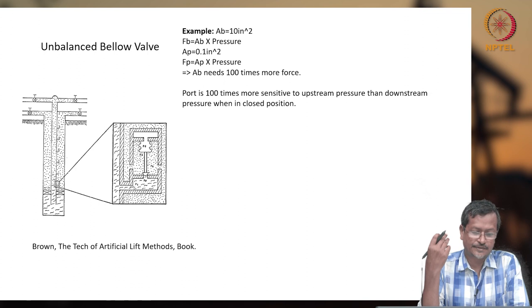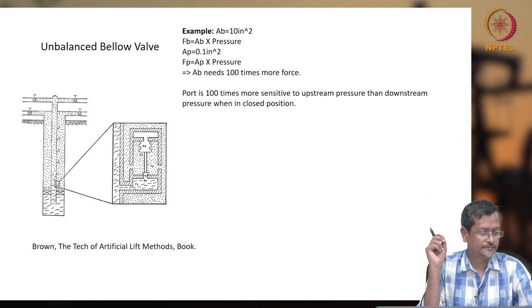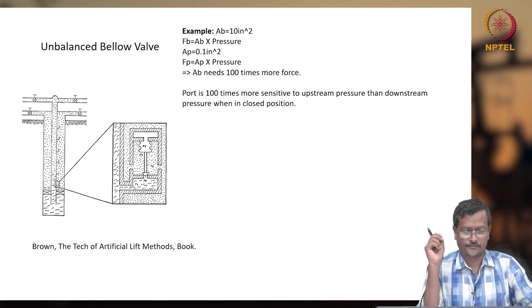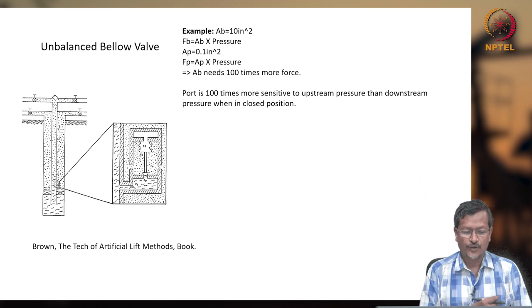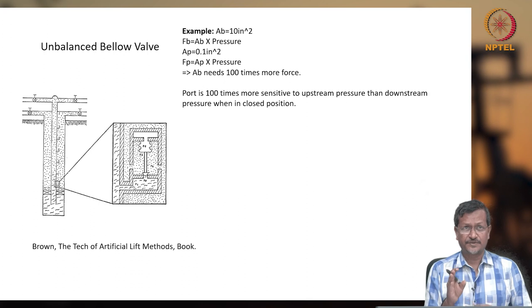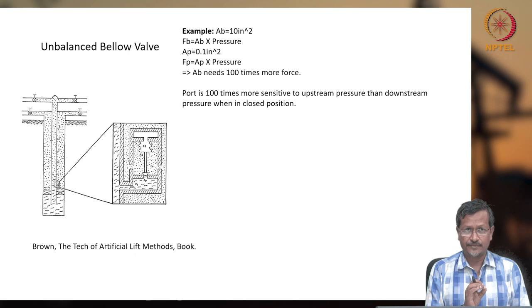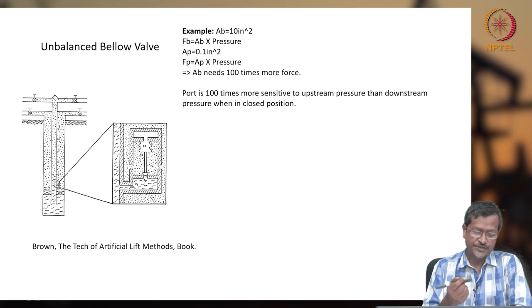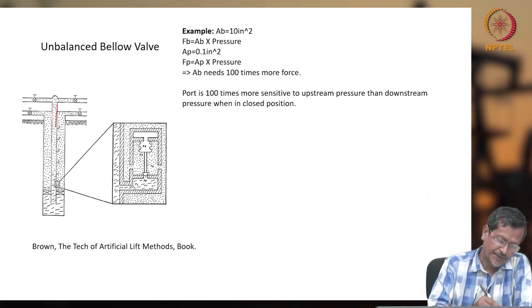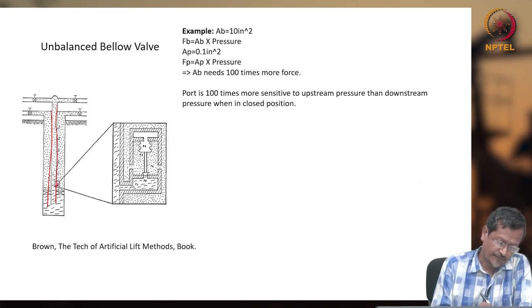In the previous one I already told you there is a balanced valve and an unbalanced valve. An unbalanced valve means it will also be controlled by tubing pressure. In a balanced valve, tubing pressure will not affect the flow rate or the valve opening and closing. How is this valve working? Here you can see the tubing coming, and here is one valve; there will be one mandrel and the valve will be there.